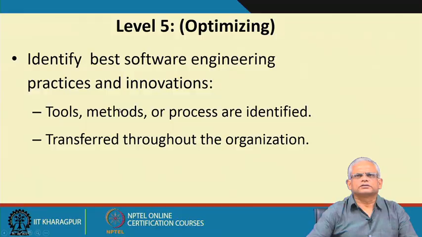Not only that, there are a lot of innovations and improved practices being reported across different organizations in the journals, magazines, and so on. These tools, methods, and processes are identified. There is a special team here in a level 5 organization whose work is to find out if there are improved methods, tools, and processes which are reported, then these are incorporated into the process itself, and these are transferred throughout the organization.